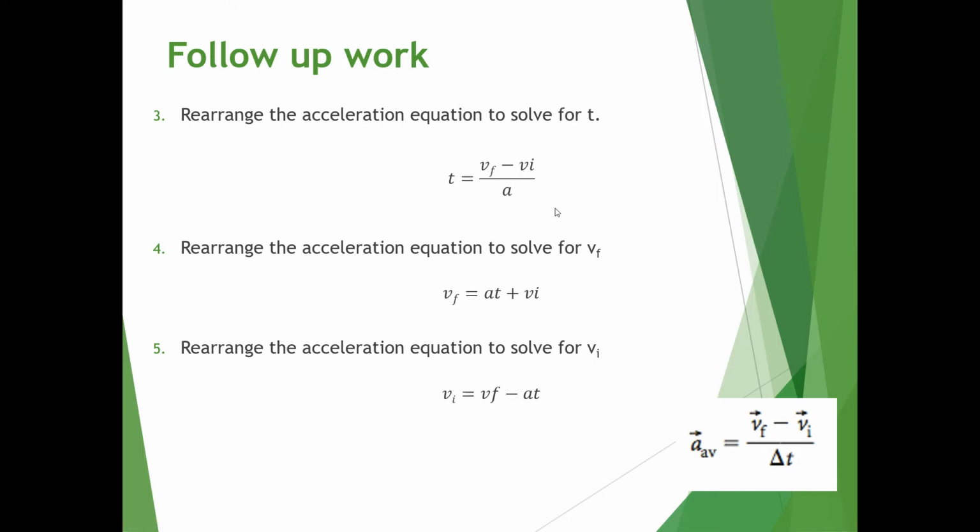Number 4 was rearrange the acceleration equation to solve for VF. So with this, you end up with A times T plus V sub I. And if you rearrange that for V sub I, you are going to end up with VF minus AT.